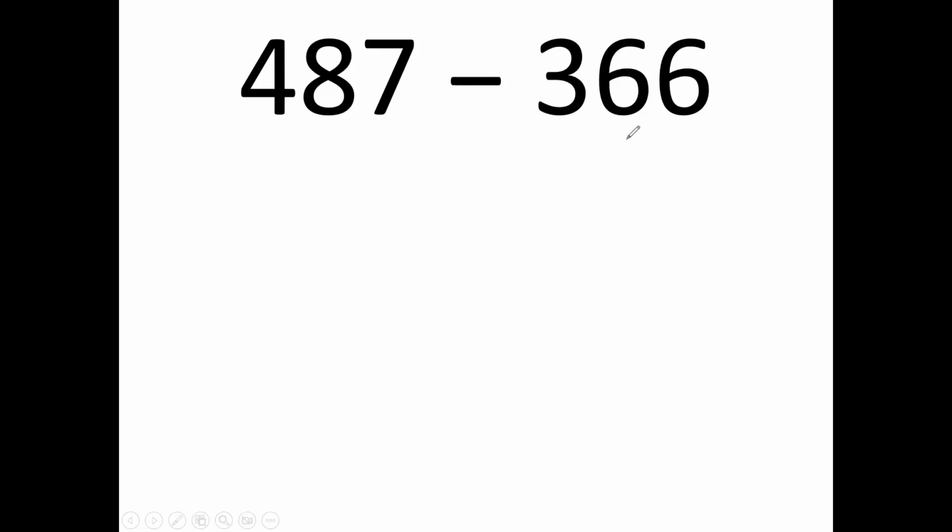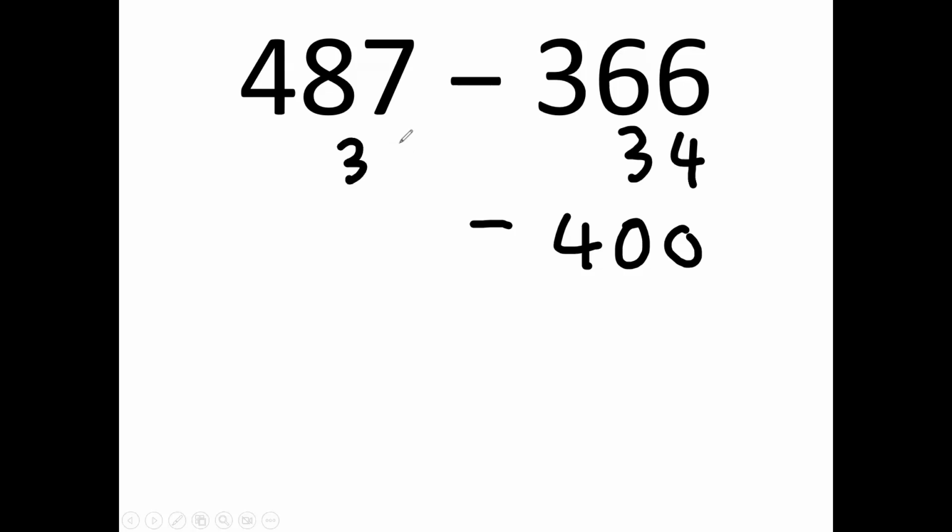Now let's solve this question. 366 plus 34 will get you to a nice easy number, which is 400. Adding 34 to this side as well, we get 521. So the correct answer is 121.